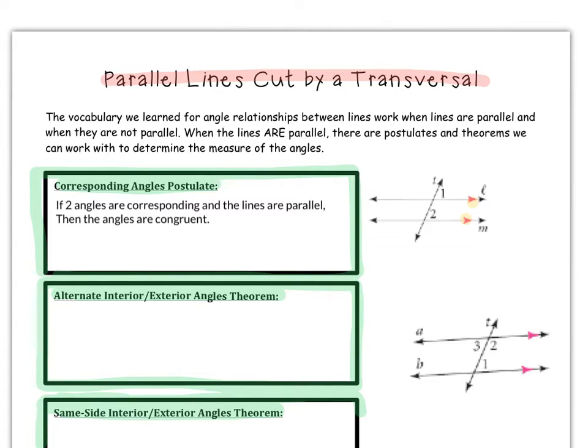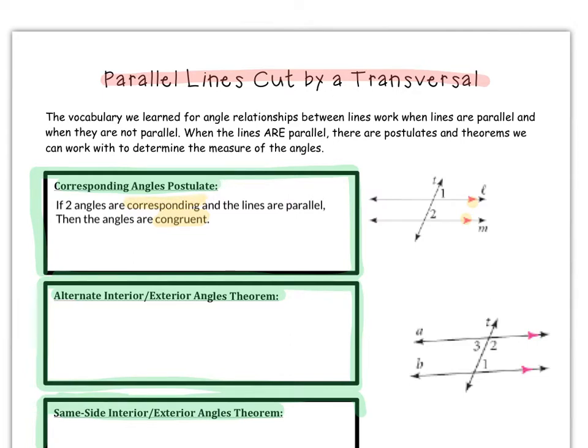Remember, we talked about corresponding angles last class, and corresponding angles are angles that are in the exact same position. Angle 1 and angle 2 are both in the top right corner of line L and line M, which makes them corresponding. Now, when the lines are parallel, the two corresponding angles are congruent. That's an important piece. You might even want to highlight the word congruent. So when they're corresponding, they're congruent.